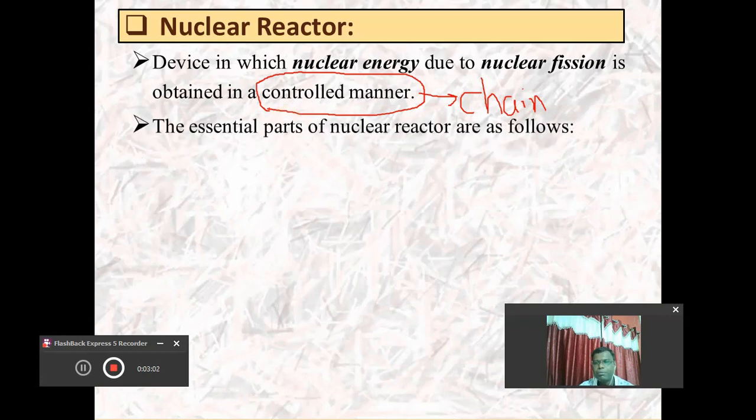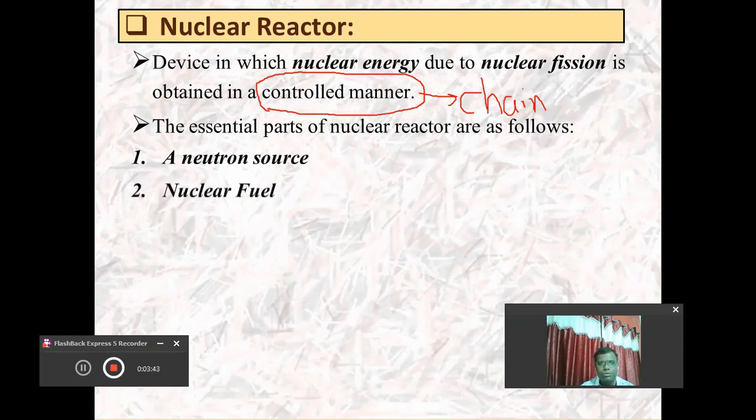Friends, if you remember the important parts of the nuclear reactor, without which it is not possible to obtain nuclear energy, the first part is called the neutron source. We require slow neutrons, and the source of neutrons is simply nuclear fission, in which the first neutrons are obtained. These can be converted into slow neutrons, having energy 0.025 electron volt, and that's why these neutrons are called thermal neutrons. Thermal neutrons are responsible for the nuclear fission, and that's why we require the source of neutrons.